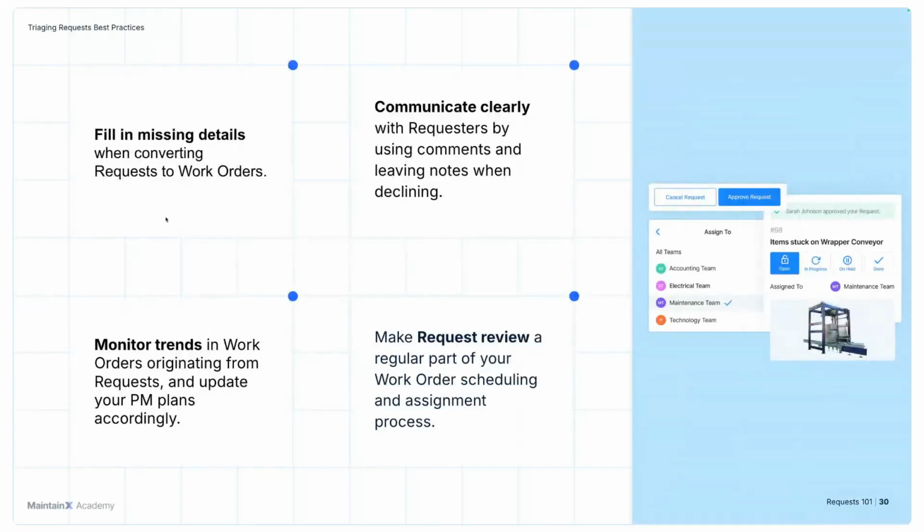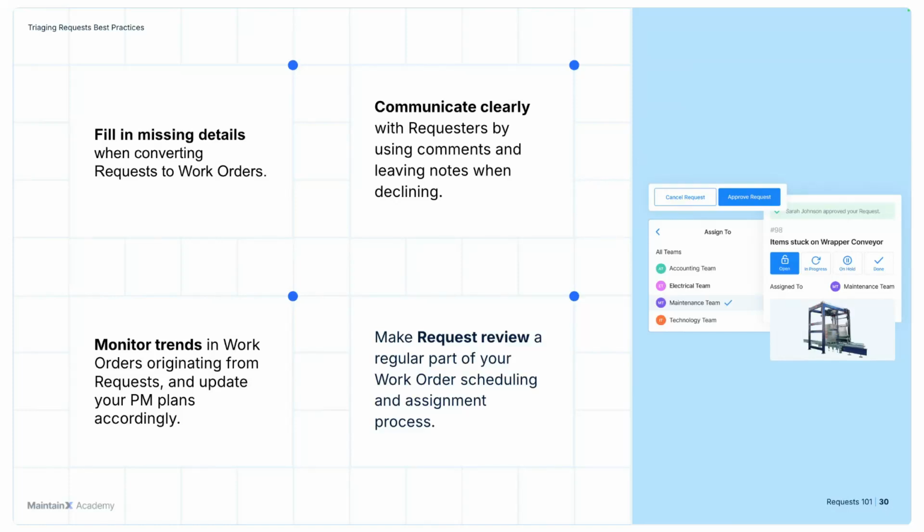Always fill in missing details when converting requests to work orders. Super important. You don't want a half-done work order. 2, communicate clearly with requesters by using comments and leaving notes when declining. Don't just decline something that's going to result in another request or a phone call or an email. Just pop in the 3 words, it's already requested, and you're good to go.